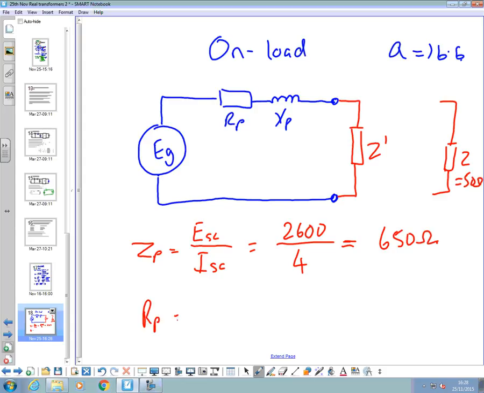RP can come from the power measured in the short circuit, which is in the results, divided by the short circuit current squared. That's derived from P equals I squared R. And the short circuit power, 2,400 watts, divided by 4 squared.